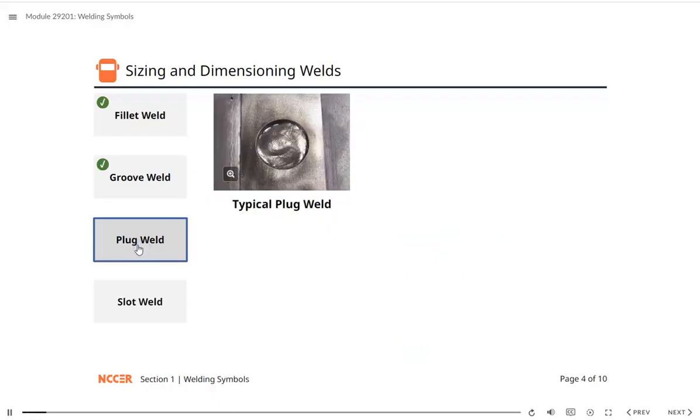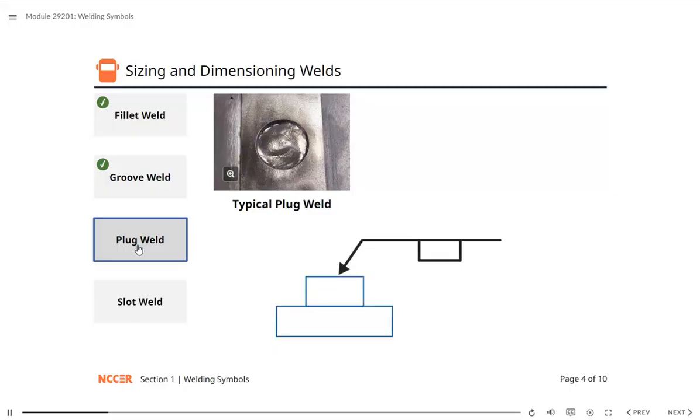A plug weld is made within a circular hole in one member of a joint. It fuses that member to another member. The size of a plug weld is the hole diameter, and it will be shown to the left of the welding symbol after the diameter symbol. The number of plug welds will be found below the symbol, with the depth of fill shown inside the plug weld symbol if it will not be completely filled.